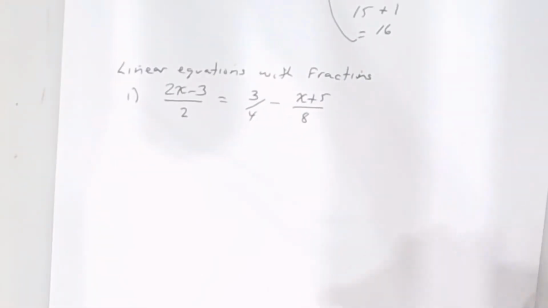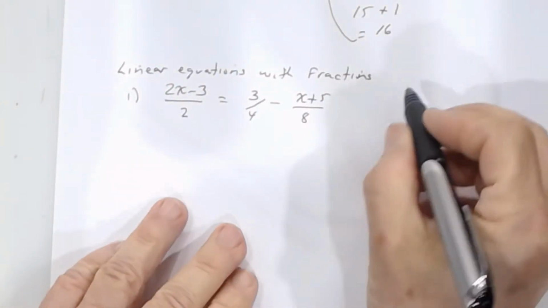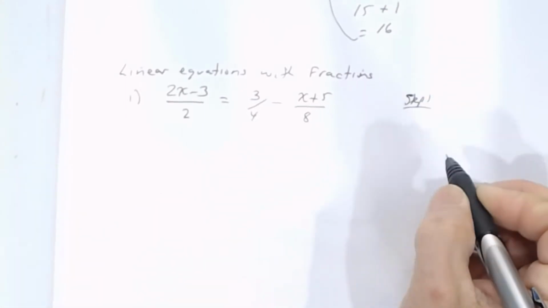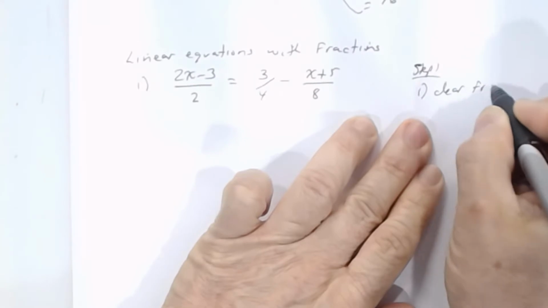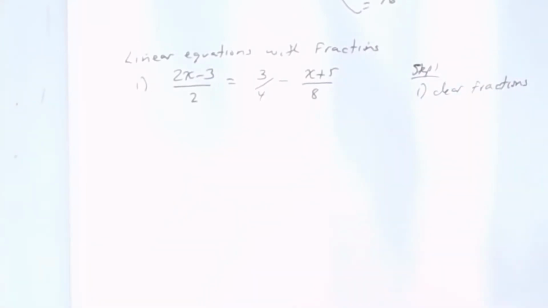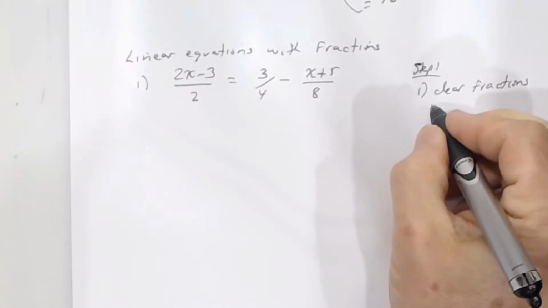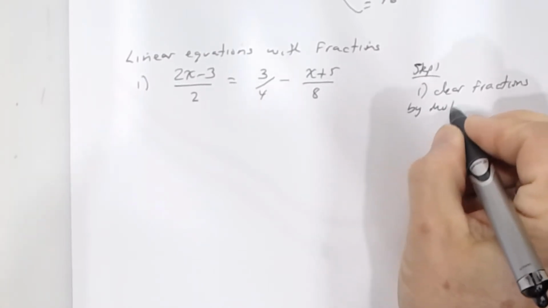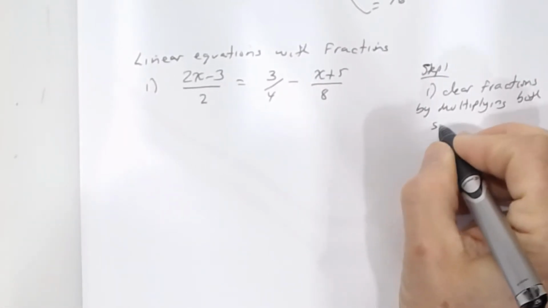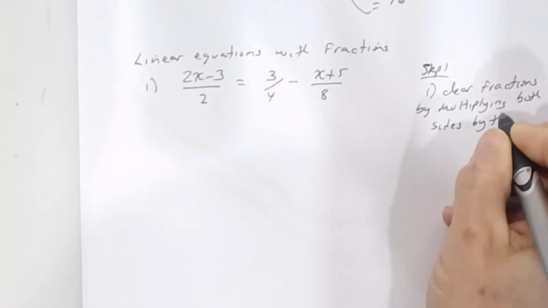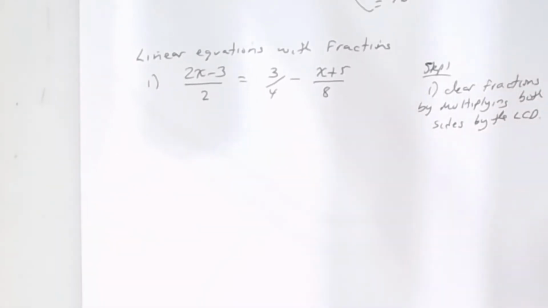So the first thing you're going to do, step one, just like you did before, is to clear the fractions. Clear the fractions. So you can clear the fractions by finding the LCD. So you can clear the fractions by multiplying both sides by the LCD. And remember, what does LCD stand for? Least common denominator.